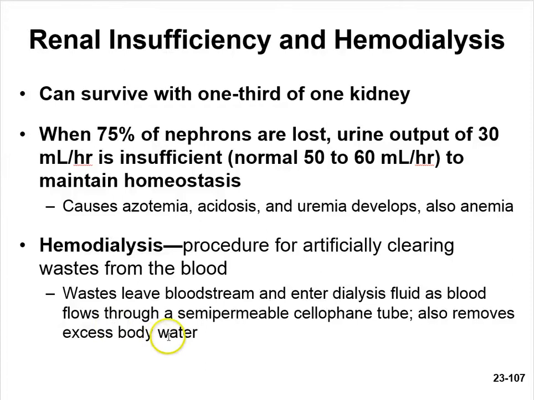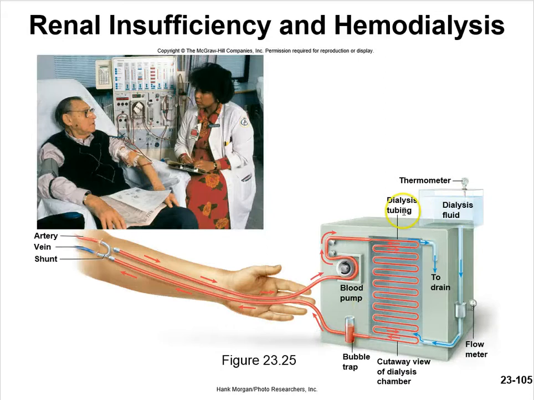So one of the things that could be done is hemodialysis for clearing out the waste from the blood. The waste will leave the bloodstream and enter the dialysis fluid as blood flows through a semi-permeable cellophane tube, and it also removes excess body water in a machine that looks like this.